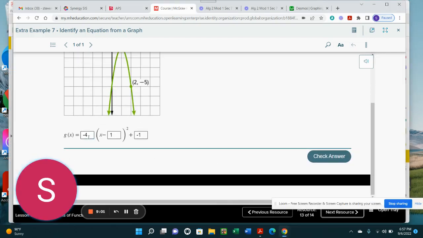So -4 times x minus 1 squared plus a -1. So they make you actually write all that stuff in here. I guess I did this in class. So we're going to check it. We're going to see that the answer is okay. And so that's how we would actually go through and solve it.